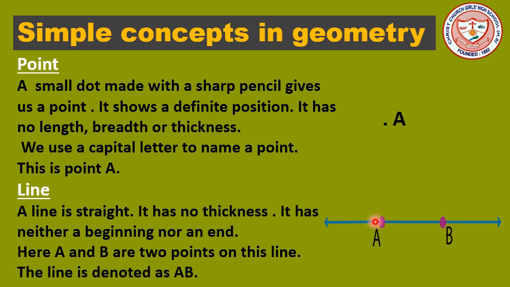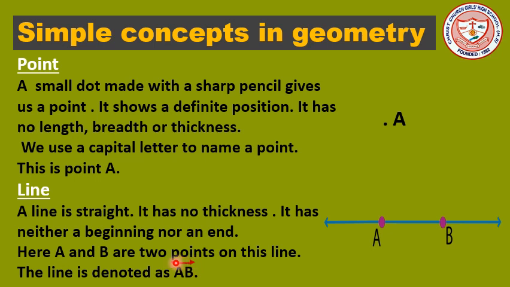The line is denoted as AB along with this symbol. This is the symbol of line. If you see this symbol carefully, you can easily find out that it has a straight line with two arrowheads here.